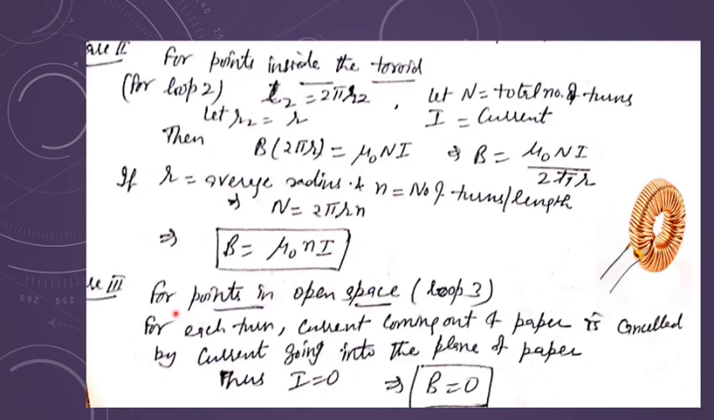Similarly, if you want to find the field for points in the open space somewhere outside this toroid, then of course there is no magnetic field as no current is there. Or you can say that in each turn, the current coming out of the paper is cancelled by the current entering into the plane of the paper. So your magnetic field will be equal to 0 because the sum of the currents is equal to 0. All these things you have to keep in your mind.